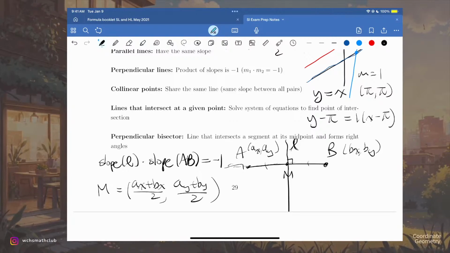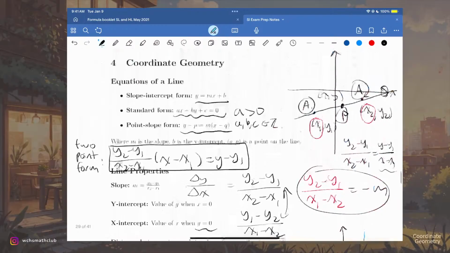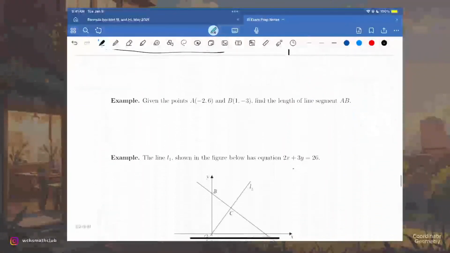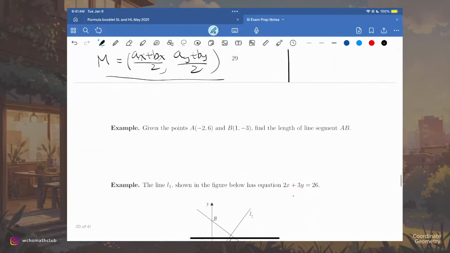So rearranging this, we just move the slope of AB, which is very easy to find over here. We know the slope of the line L. We also know a point that goes through it. So if we use point slope form, we can pretty easily find the equation of L. And after we find the equation of L, it's easy to do a bunch of other stuff with it.